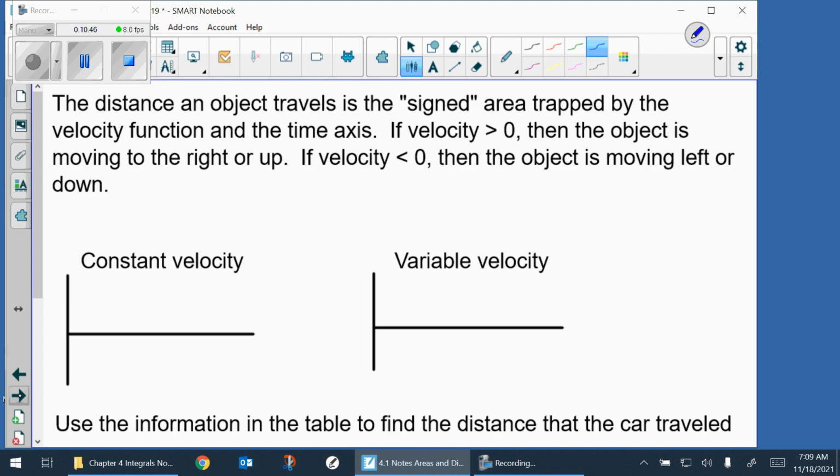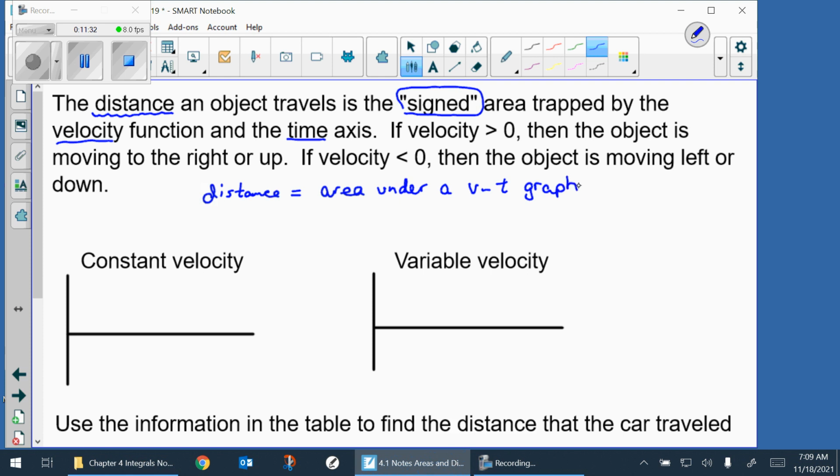Now, distance. The distance an object travels is the signed area trapped by the velocity function and time. If we've got a velocity time graph, the area under the curve gives us distance. I'm writing that down. Yeah, distance equals area under velocity time graph.